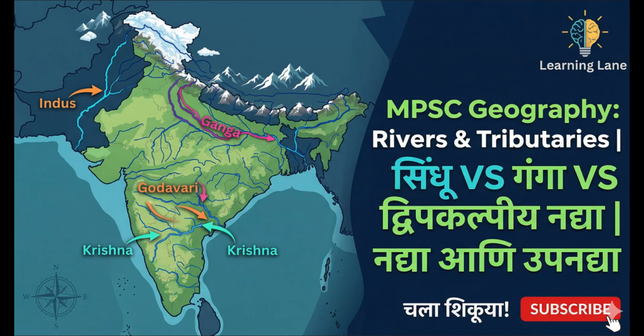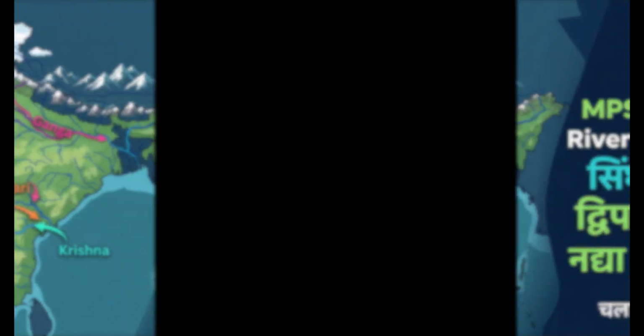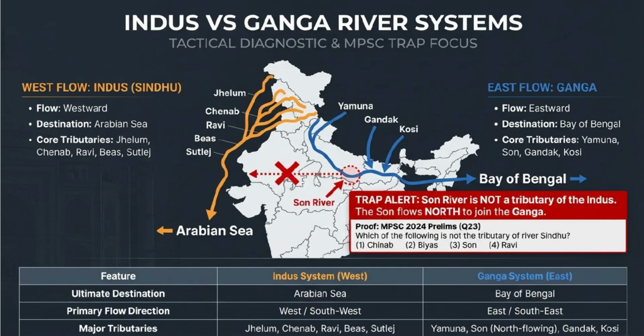Let's get started. In this video, we'll understand rivers and tributaries through MPSC traps, starting with Indus and Ganga. Most students try to memorize river tributaries, but MPSC doesn't test memory, it tests confusion. Let's look at one of the most important traps, Indus versus Ganga river system.